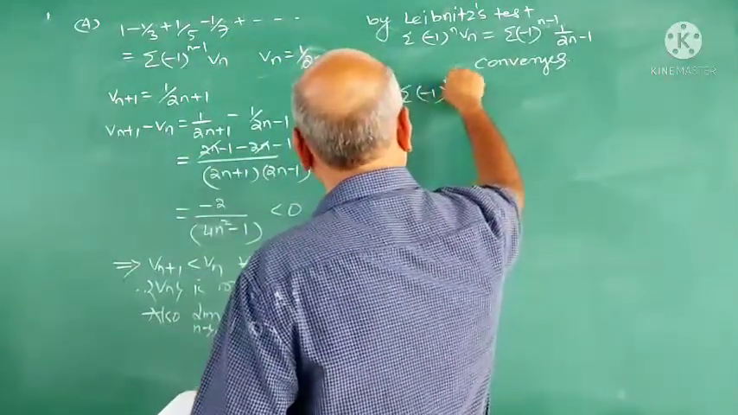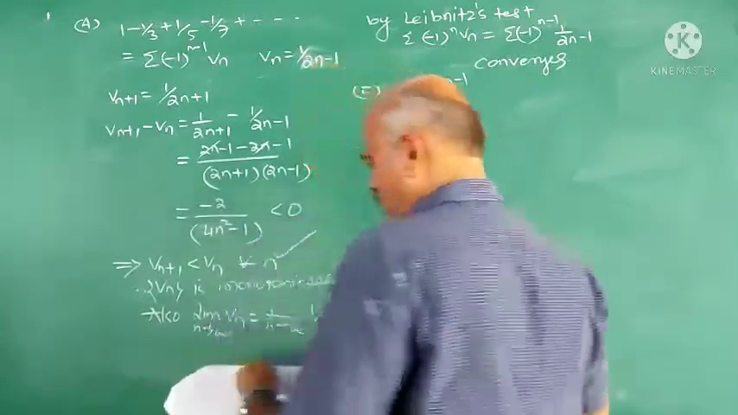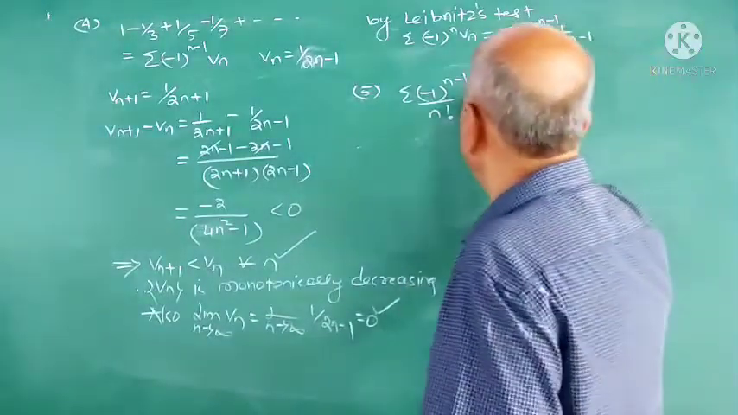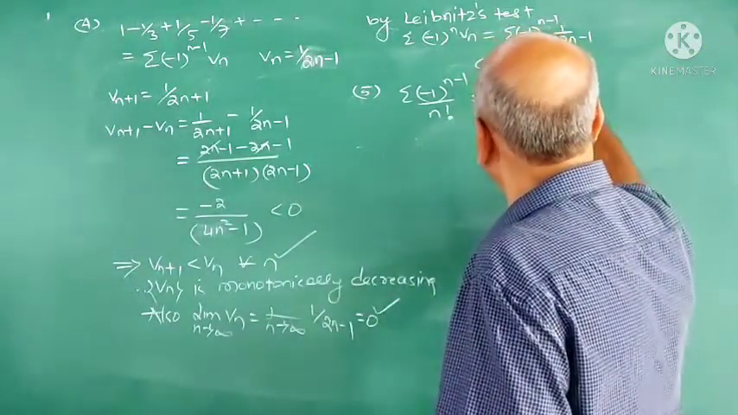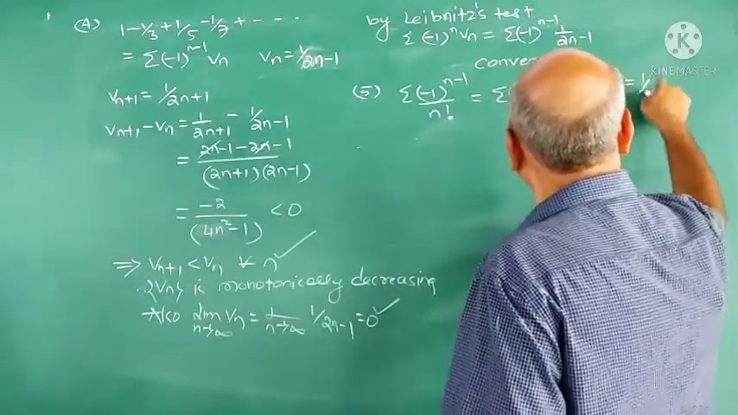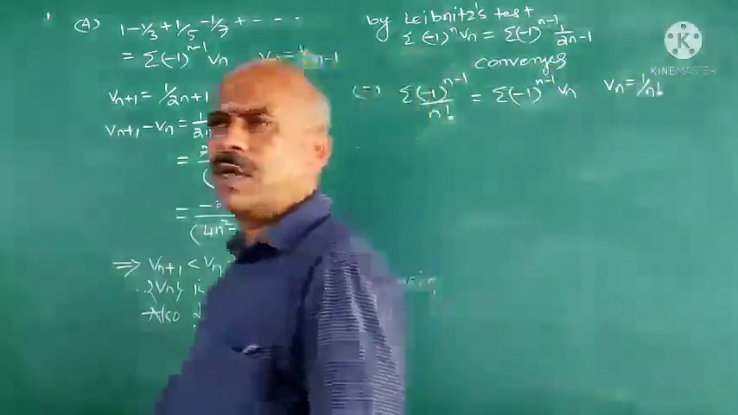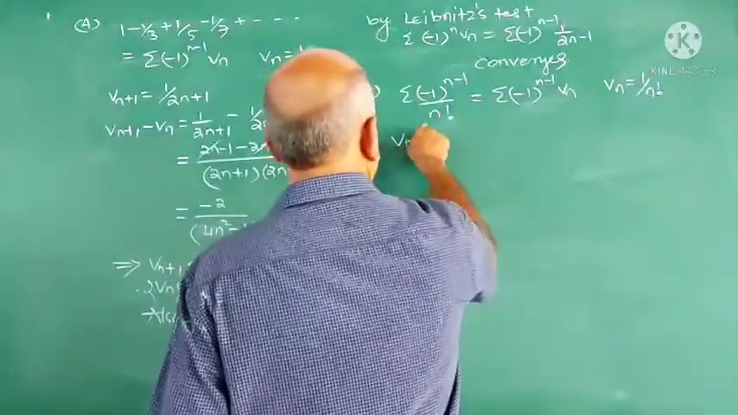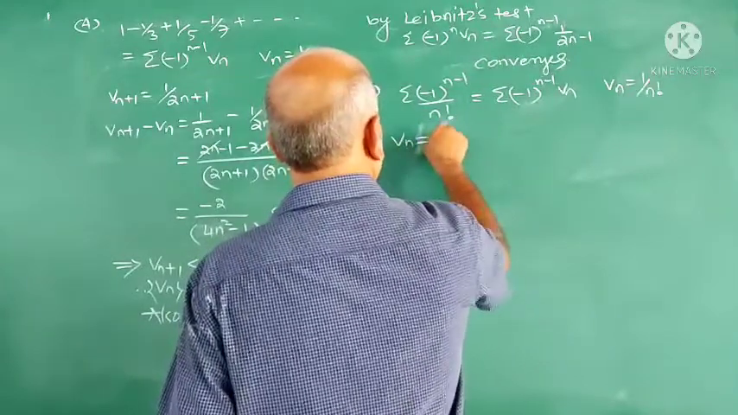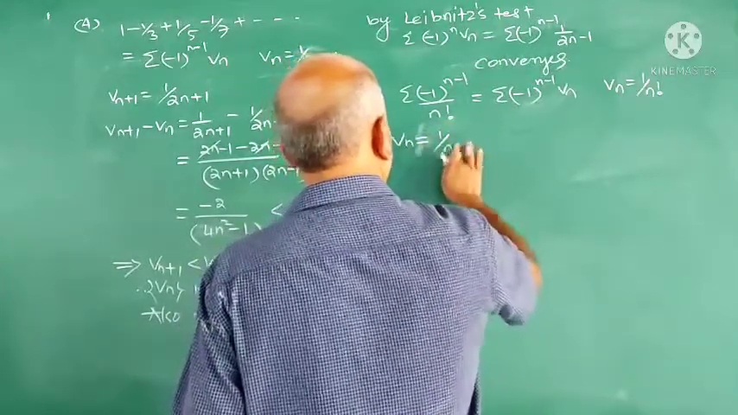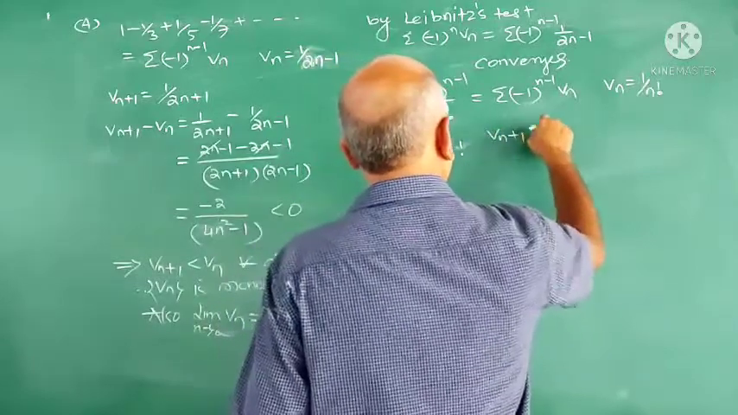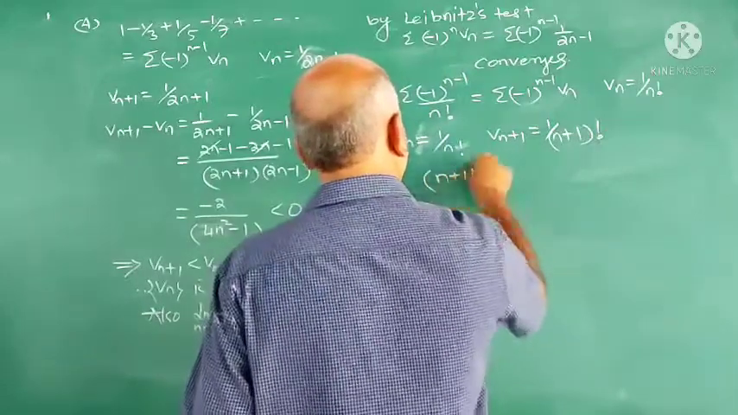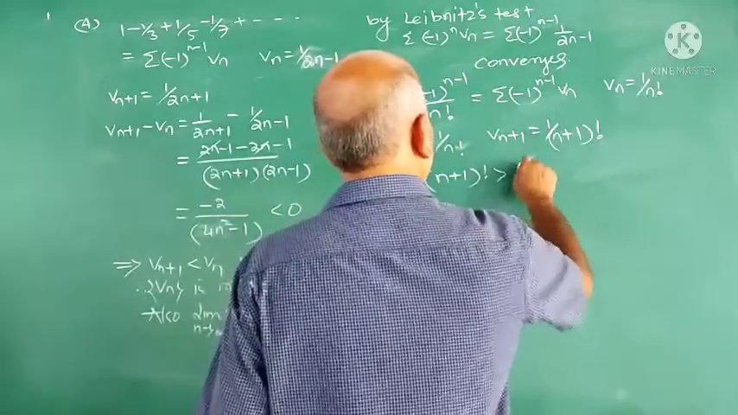Sigma minus 1 raised to n minus 1 upon n factorial. Test the convergence of this. This is an alternating series. It is sigma minus 1 raised to n minus 1 Vn, where Vn is 1 upon n factorial. Now what is the Leibniz test? Vn must be monotone decreasing. Vn is 1 upon n factorial. Vn plus 1 is 1 upon n plus 1 factorial. And we know that n plus 1 factorial is greater than n factorial.